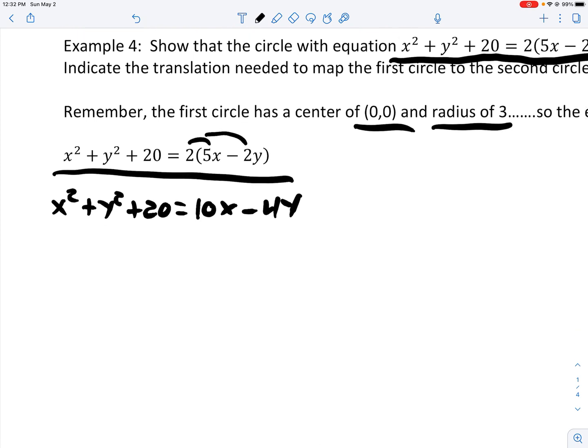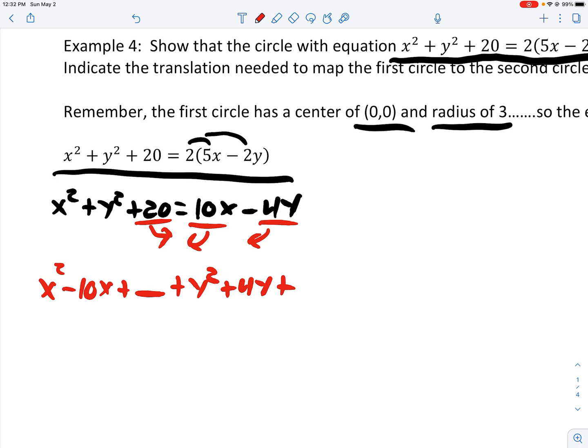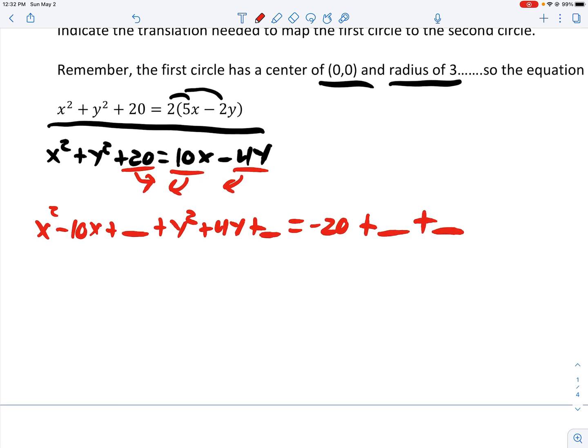So again, just like we did on the previous 3 examples, we're going to put our x's together and our y's, and our constant we're going to move over. So I'm going to move the 10x and the 4y over, and I'm going to move the 20 over to the right. So x squared minus 10x plus a new number plus y squared plus 4y plus a new number is going to equal minus 20. And I'm adding 2 numbers to the left, so I'm going to add 2 numbers to the right. Again, I subtracted 10x and added 4y to move them to the left side, and I subtracted 20 to move it to the right side of the equal sign.